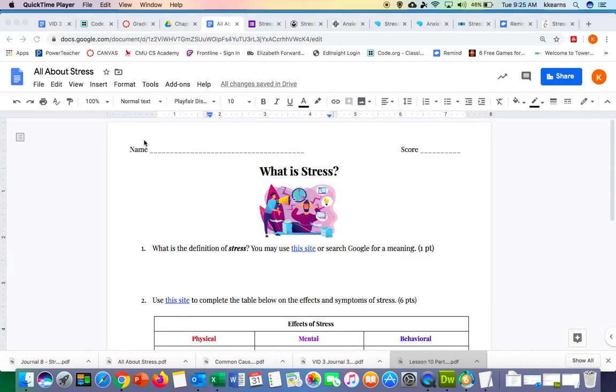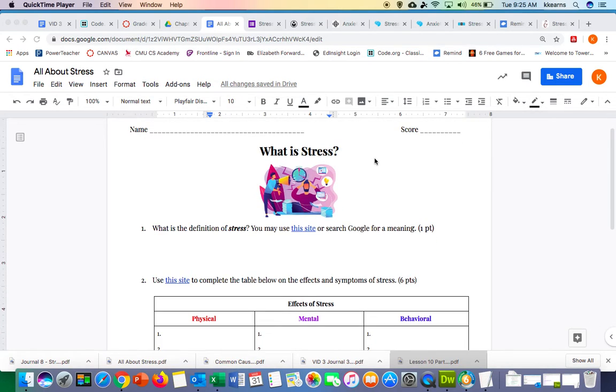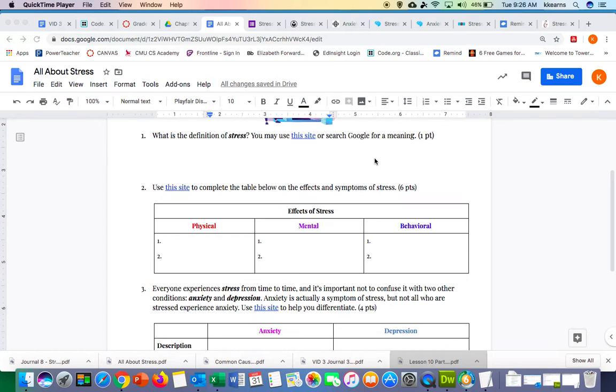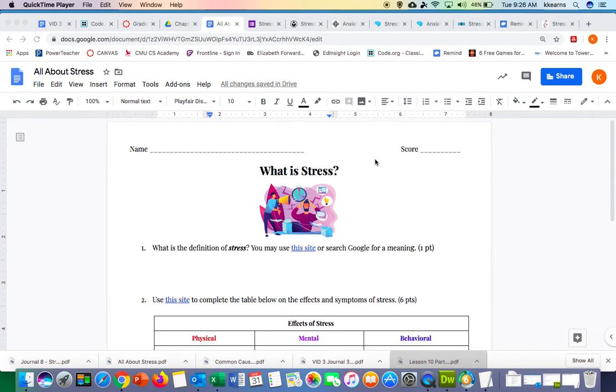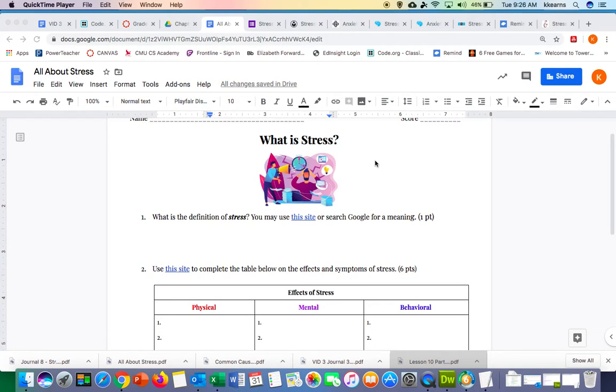Hey guys, this week we're going to focus all about stress. Stress management is one of the 10 most important soft skills that employers are looking for. But today we're not even going to get into the management of stress. Today we're just going to focus on what is stress, because a lot of people don't actually know what stress is.